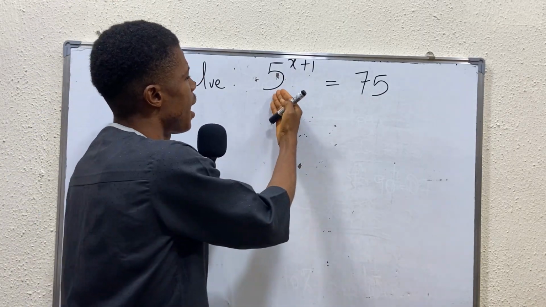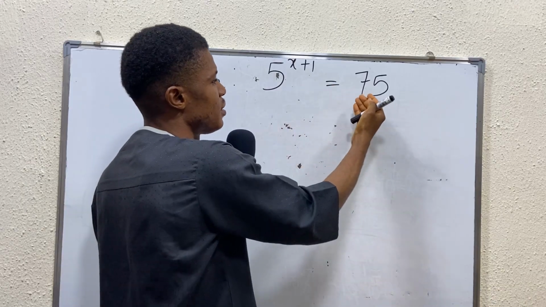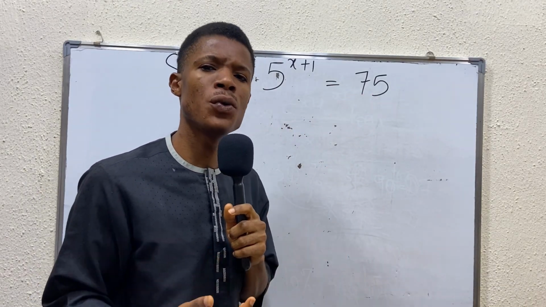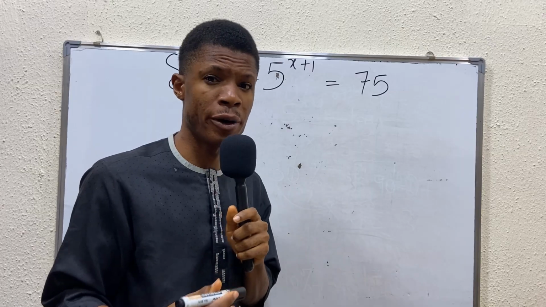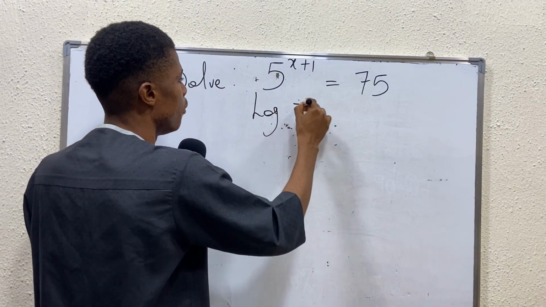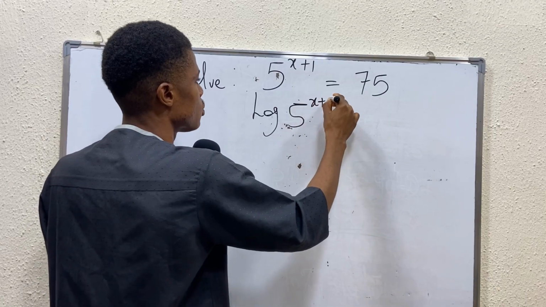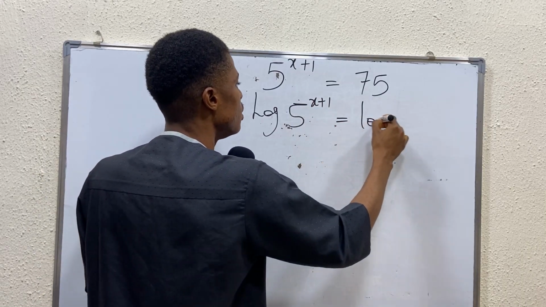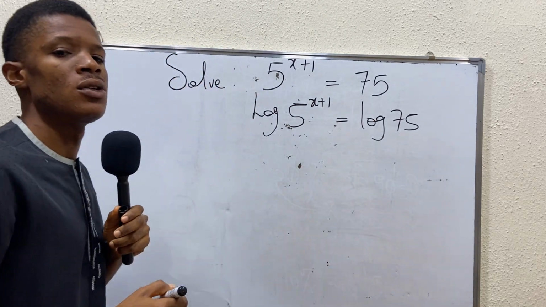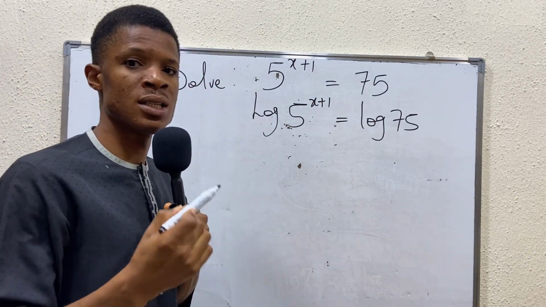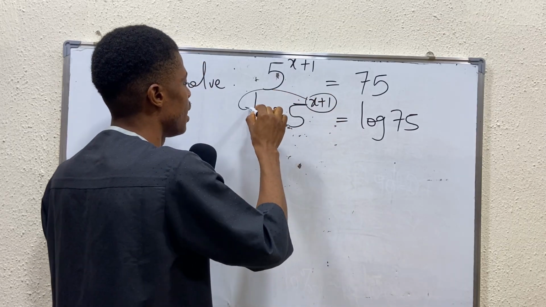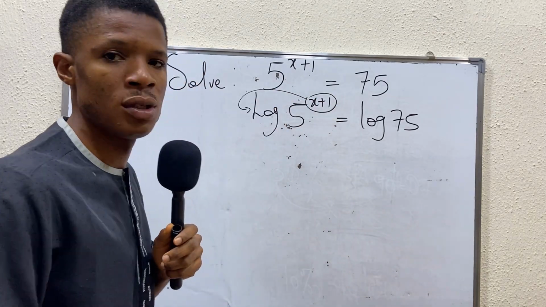But if you look, 5 is the base and this is 75, the two cannot be expressed in a common base. So what do we do? We have to take the logarithm of both sides. So if you take the log of 5 power x plus 1, that equals the log of 75. The reason we took this log is from the laws of logarithm. The logarithm allows us to multiply the exponent to the power.